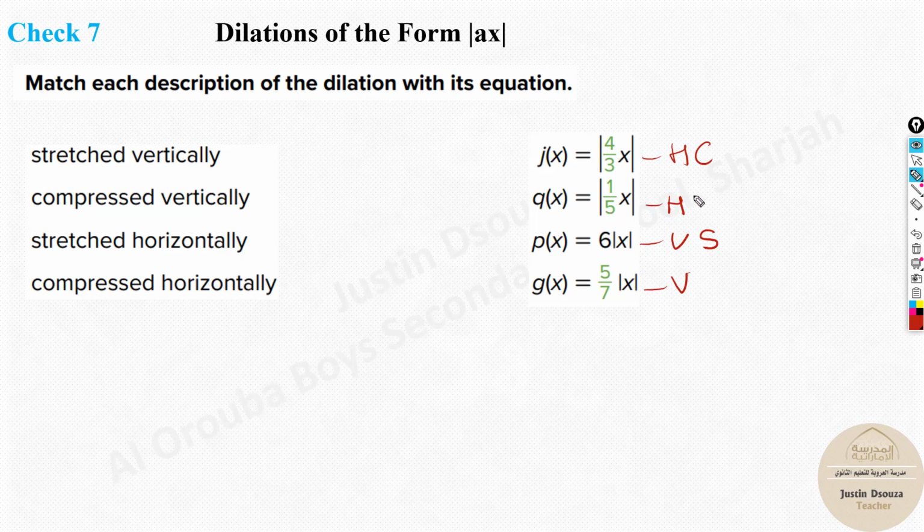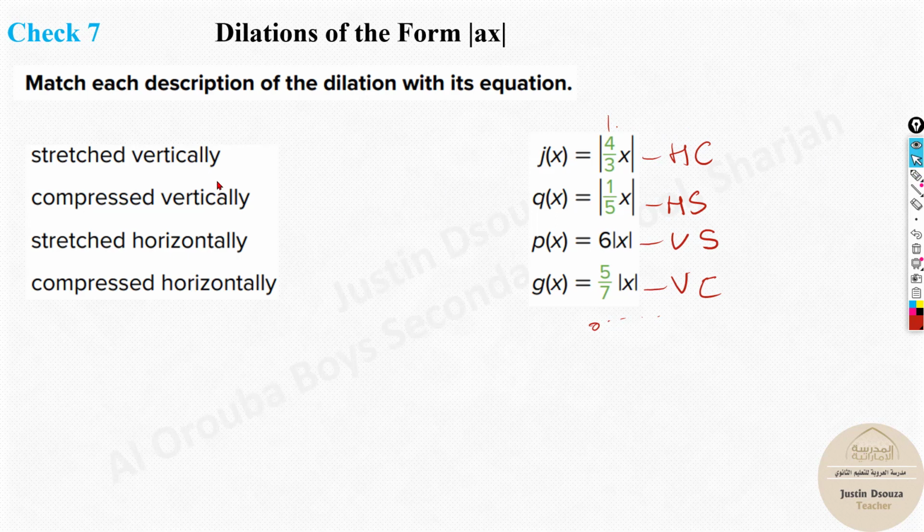So, horizontally, it will be stretched. And now 5 by 7 is 0 point something, 0.6 or 7. So here it will be horizontal compression. If this numerator is lesser than the denominator, it will be 0 point something. If it's bigger, it'll be more than 1. So that's how this is it.